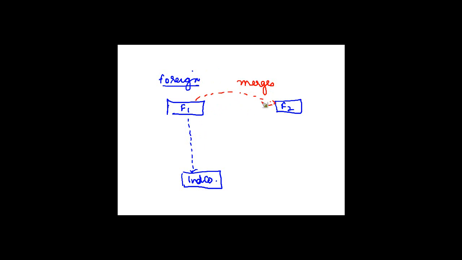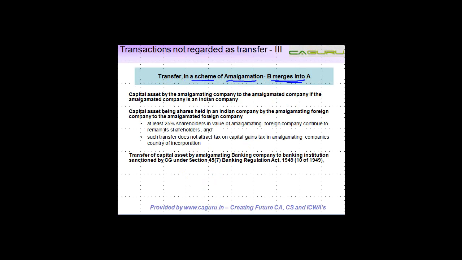In this case also, while the legal owner till now was F1, because it is going and merging into F2, the legal owner will become F2. So there's a transfer of shares of the Indian company, but the law under this section 47 scheme provides that this will not be treated as a transfer, and hence not liable to capital gains tax, if two conditions are satisfied. Let us see what these conditions are.